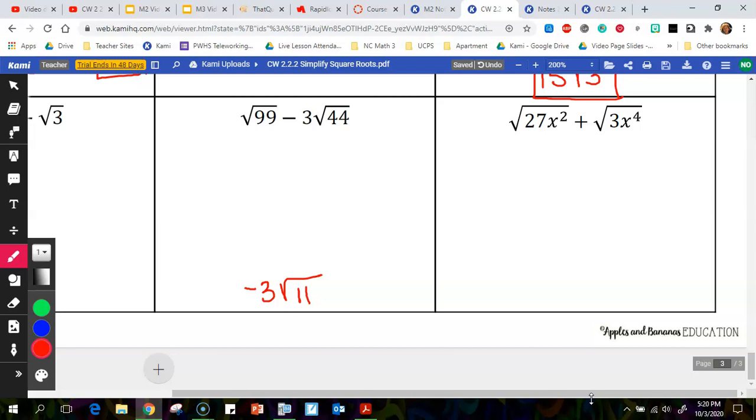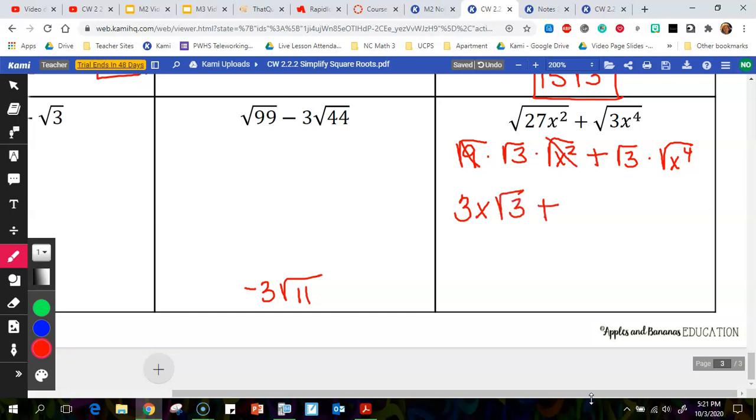Let me work through this one. This one is root 9 times root 3 times root x squared, plus this is root 3 times root x to the 4th. Okay, so I have 3x, because I'm taking out the 3 from there and the x from there, root 3, plus, and then I have root 3 times x squared. Sorry, that can't be simplified.